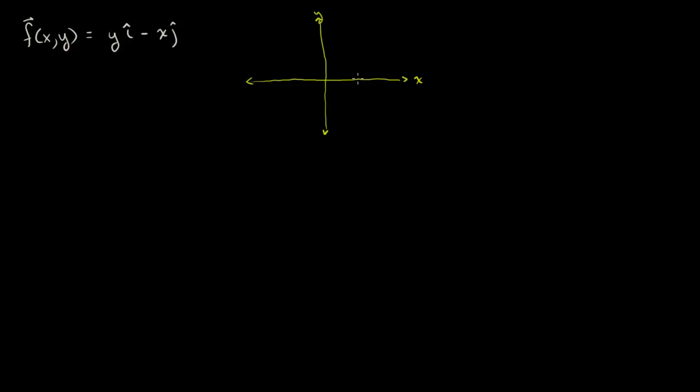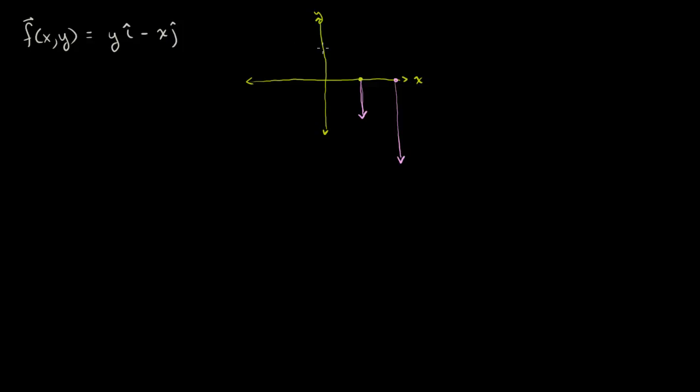So if we're at the point, for example, (1, 0), what will the vector look like that's associated with that point? Well, at (1, 0), y is 0. So this will be 0i minus 1j. Minus 1j looks like this. At x equal to 2, I'm just picking points at random, ones that'll be easy, y is still 0. And now the force vector here would be minus 2j. So it would look something like this.